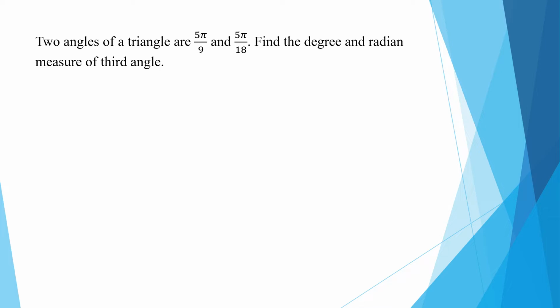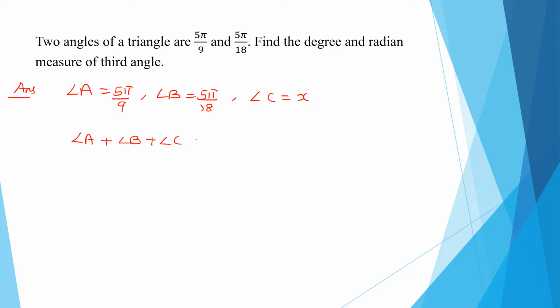Next, these are application based questions now. Two angles of a triangle are 5 pi by 9 and 5 pi by 18. Find the degree and radian measure of the third angle. So to make it simple, I'll say let angle A be 5 pi by 9, angle B be 5 pi by 18 and angle C be x. Now we know angle sum property, that is angle A plus angle B plus angle C equal to 180. But since all are in radian, I'll write 180 as pi. Remember 90 degree means pi by 2, 180 degree means pi, 360 degree means 2 pi.